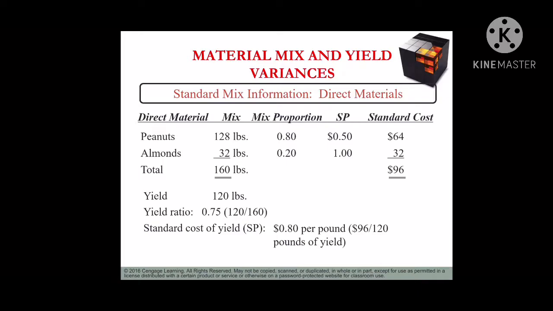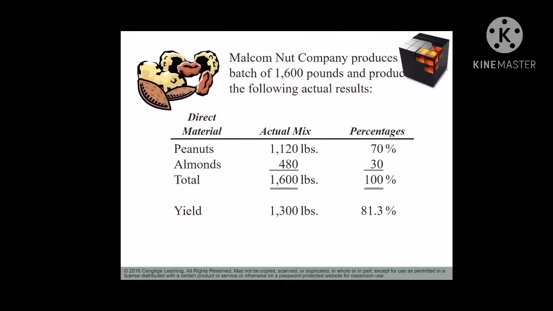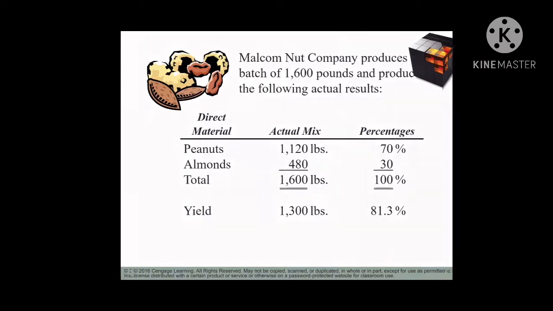Standard cost of yield is $0.8. Malcolm Nuts Company produced a batch of 1,600 pounds and produced the following actual results. Direct material peanuts actual meats 1,120, percentage 70%, almond 480, percentage 30%. So the total actual meat is 1,600. The yield is 1,300 and the percentage is 81.3%.